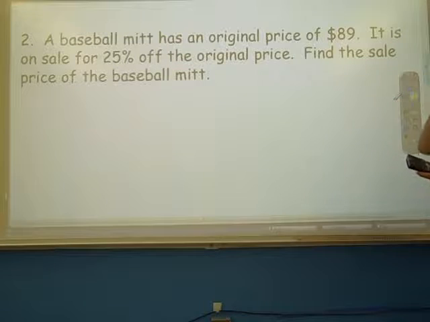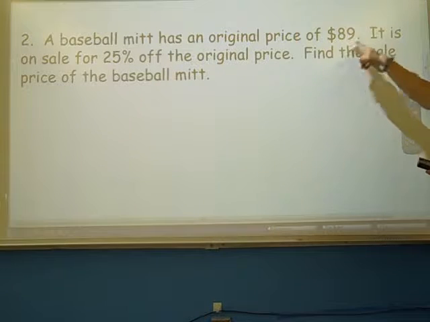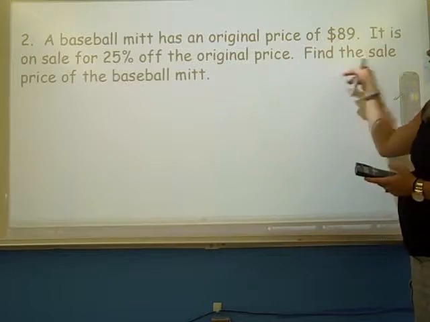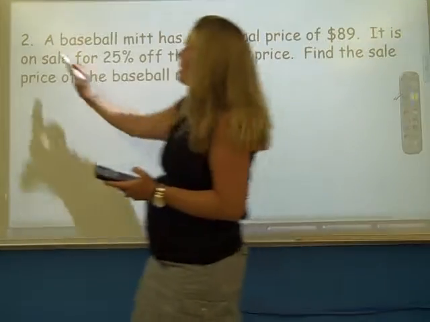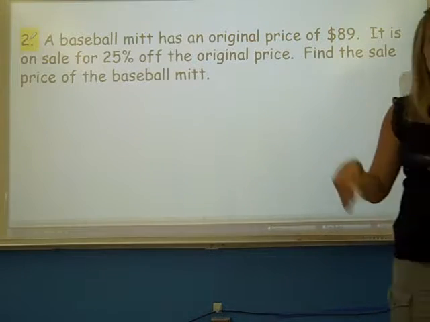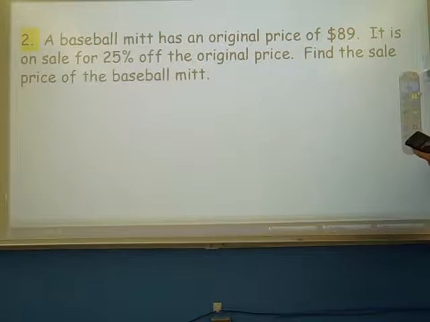A baseball mitt has an original price of $89. It's on sale for 25% off the original price. Find the sale price of the baseball mitt. So that number 2 is yours. I'm going to do 2 more problems with you and then we're done for today.